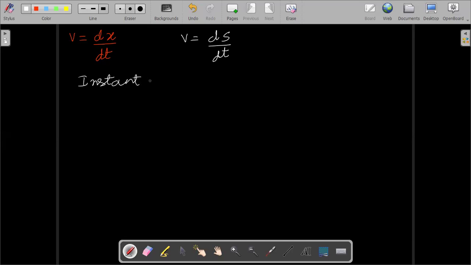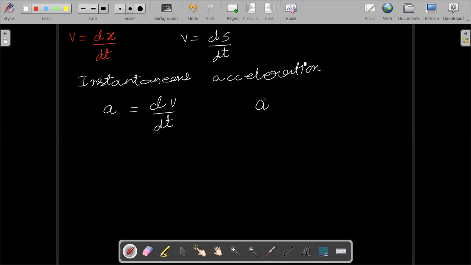Instantaneous acceleration A is given by dv by dt. That means the rate of change of velocity with respect to time. If you want to find the average acceleration, it is given by v minus u over t, the change of velocity by time.